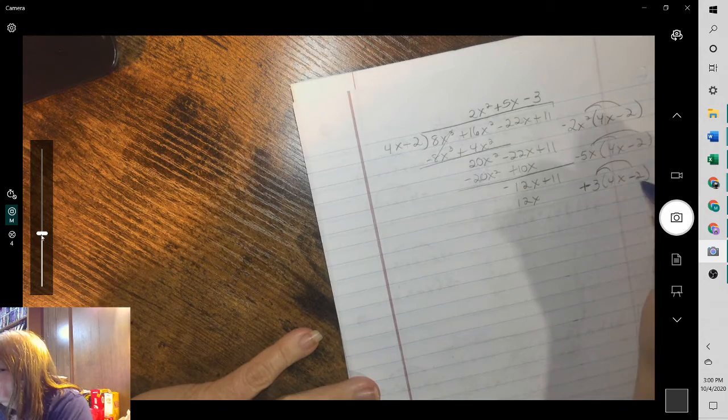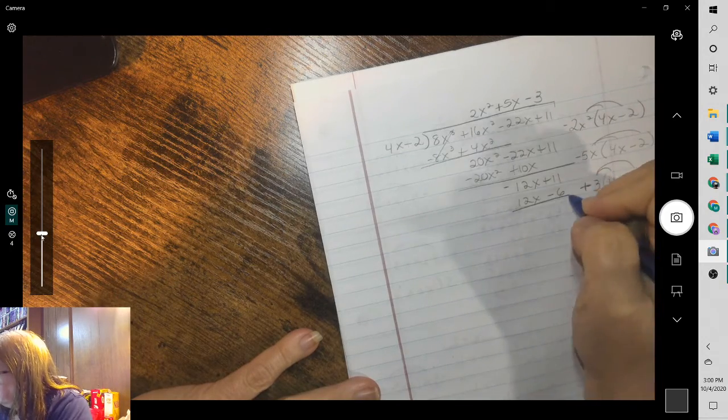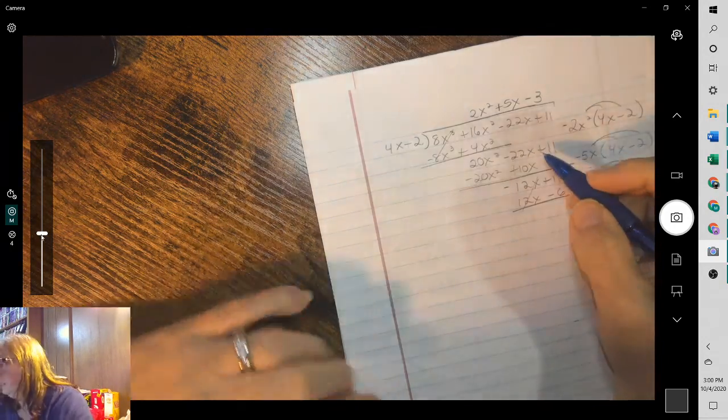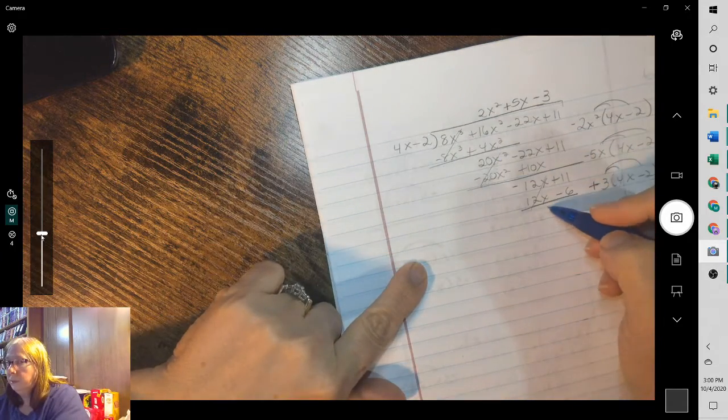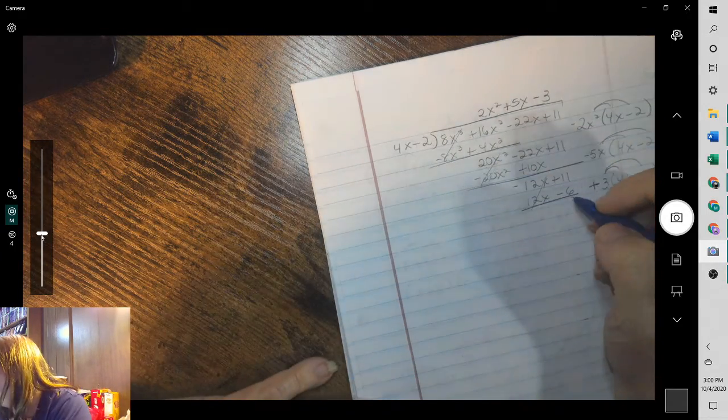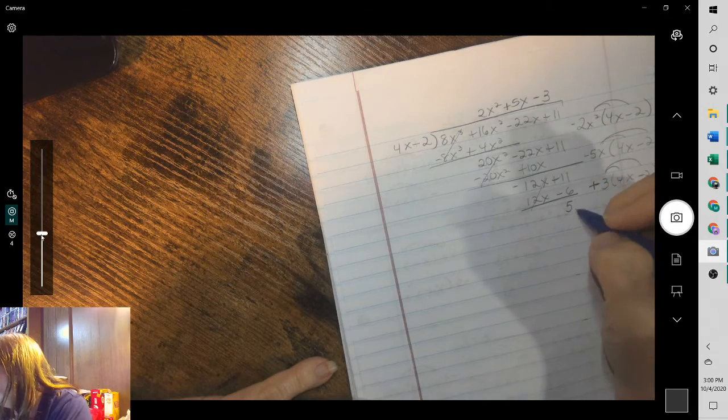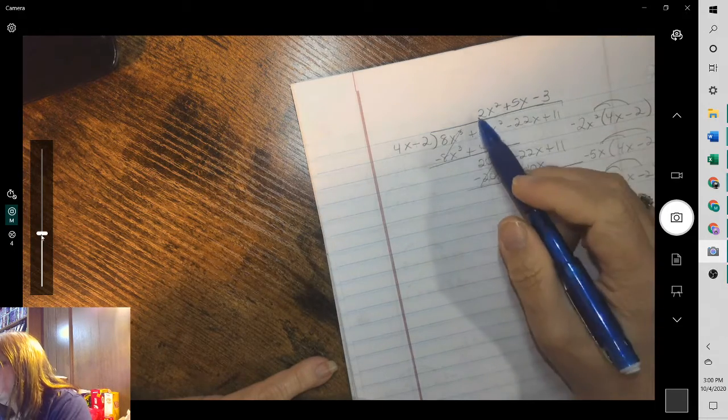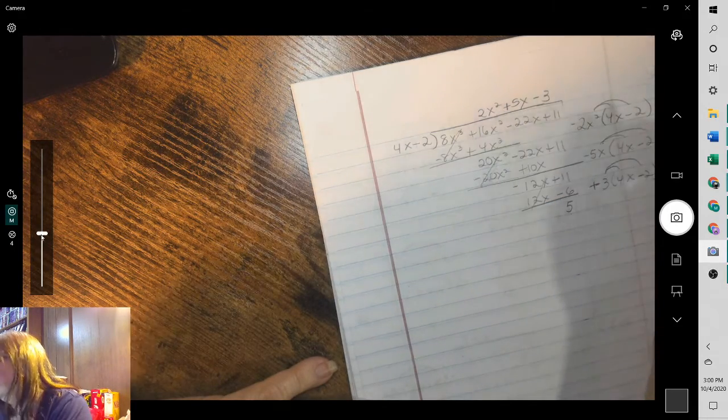12x minus 6. The x's cancel. Your leading one should always cancel or you did something wrong. 11 minus 6 is 5. So we have a remainder of 5. Quotient 2x squared plus 5x minus 3.